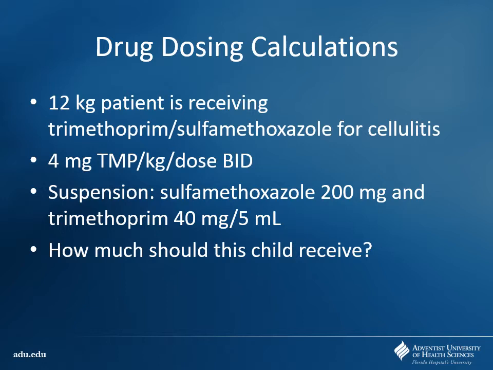Anyway, we're going to take that 40 divided by 5, which is 8, and then we're going to take our 48 divided by 8, and it's going to be 6 mL. So basically that kid's getting 6 mLs twice a day.